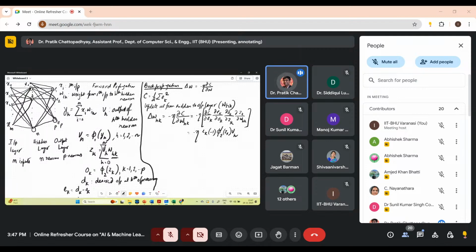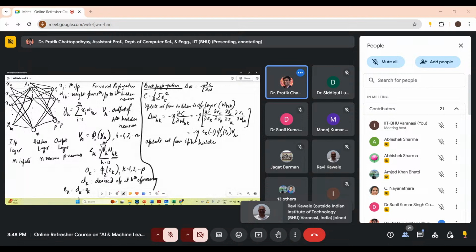Next, if we want to update the weight from input to hidden layer, this is slightly, not difficult, but we cannot do it just directly through the chain rule of differentiation. This is denoted as WIH. We have to compute this term del C del WIH. Then we multiply with minus eta, and we get the weight update expression.